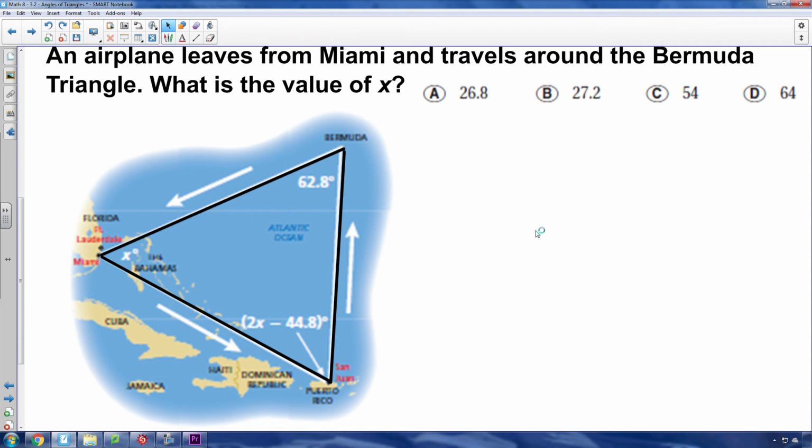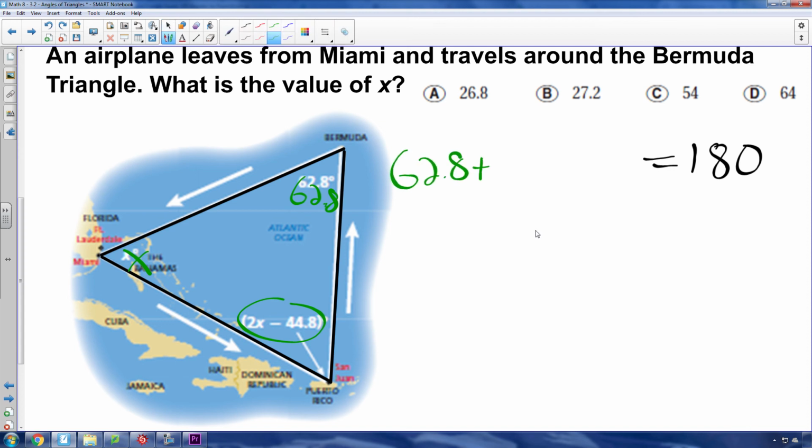So let me just try to make these things show up. I don't know what's going to show up the best here, but I'm going to write in red. This is 62, or I guess green, 62.8. This is 2x minus 44.8. Hopefully your picture comes out a lot better. And that's x. So these three green things have to add up to 180. These three green angles must add up to 180. And these three green angles are as follows. It doesn't matter what order you go. 62.8 plus 2x minus 44.8 plus x.